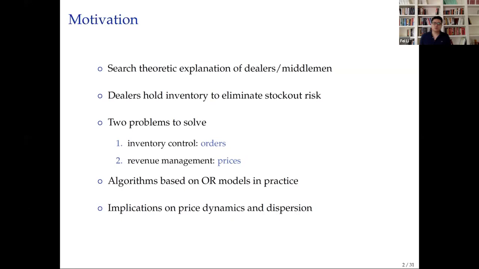So what we want to do is to introduce a search-theoretic model with multiple intermediaries or middlemen. They all use an inventory-based order and pricing algorithm, and they solve a dynamic optimization problem. And we want to see what the implication is on price dynamics and on price dispersion. Okay.